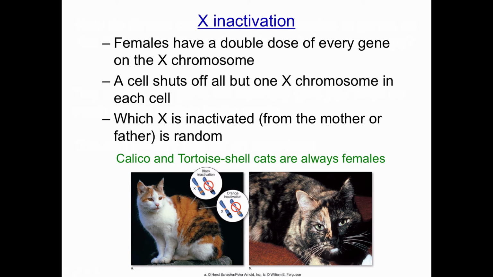It's kind of complex how it happens, but essentially there's a cell that shuts off all but one of the X chromosomes in each cell. So one of them kind of goes dormant. And when it goes dormant, it gets a name, and that is called a Barr body, B-A-R-R. So it sort of coils up into sort of like a ball, and it's not functional.